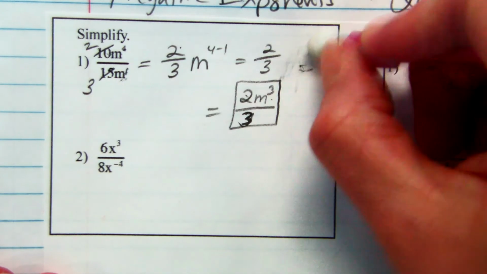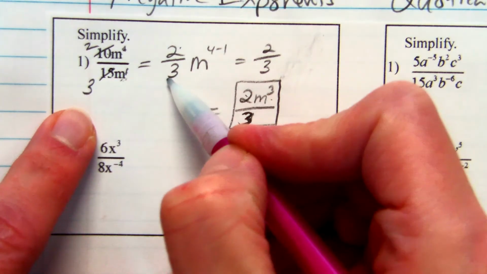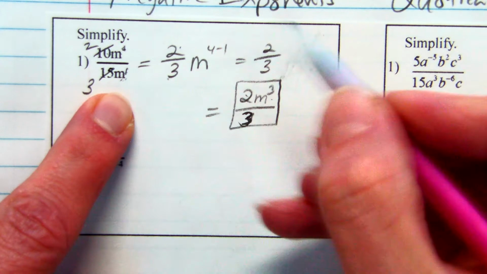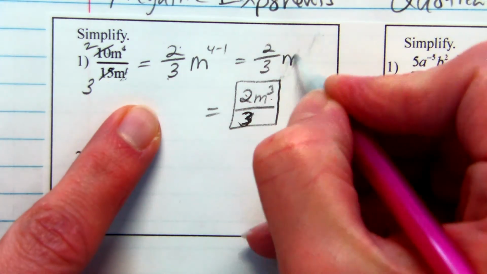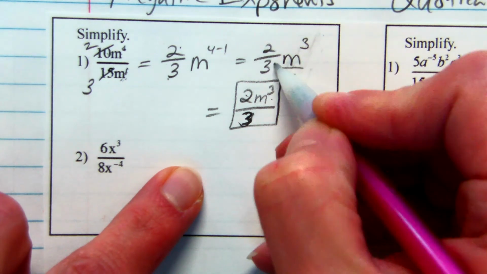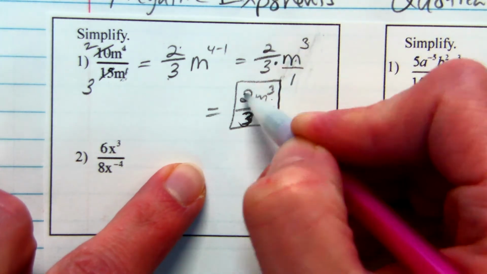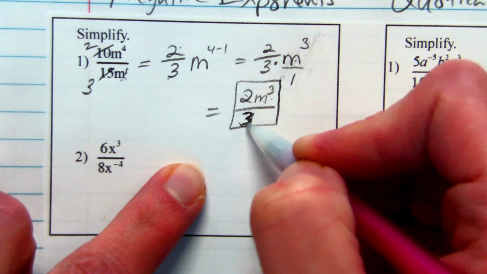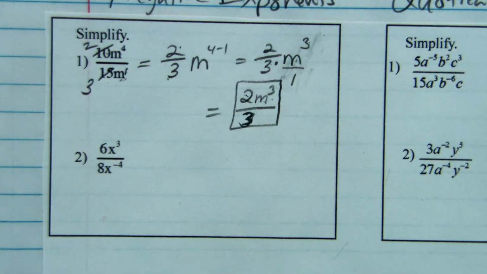Okay, so backing up, we had 2/3 when we reduced 10/15. 4 minus 1 is 3. M to the 3rd. So you just put a 1 up there. So I put a 1 in the bottom, multiplied that. 2 times m to the 3rd is 2m to the 3rd in the top. 3 times 1 is 3. I just wrote a 1, and that probably threw us off. Yeah, that's right.